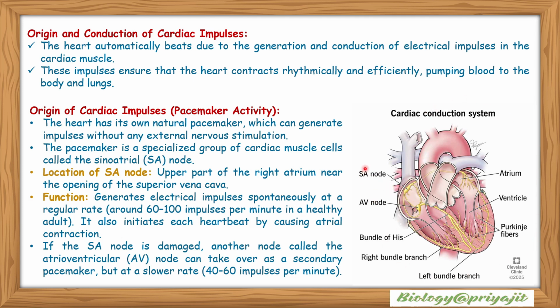This is the cardiac conduction system. It is showing the location of the SA node, AV node, bundle of His, right bundle branch and left bundle branch, Purkinje fibers. This is the ventricle and this is the atrium.